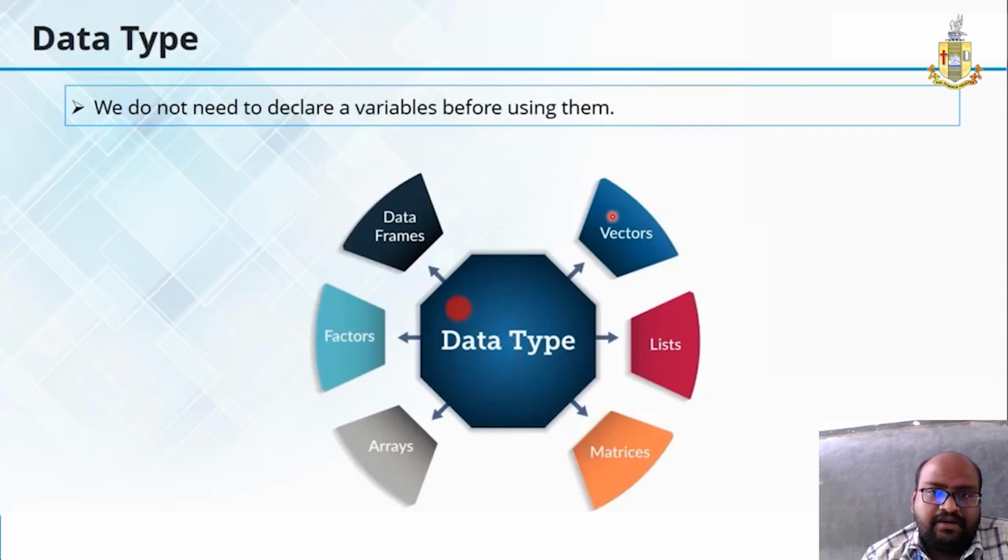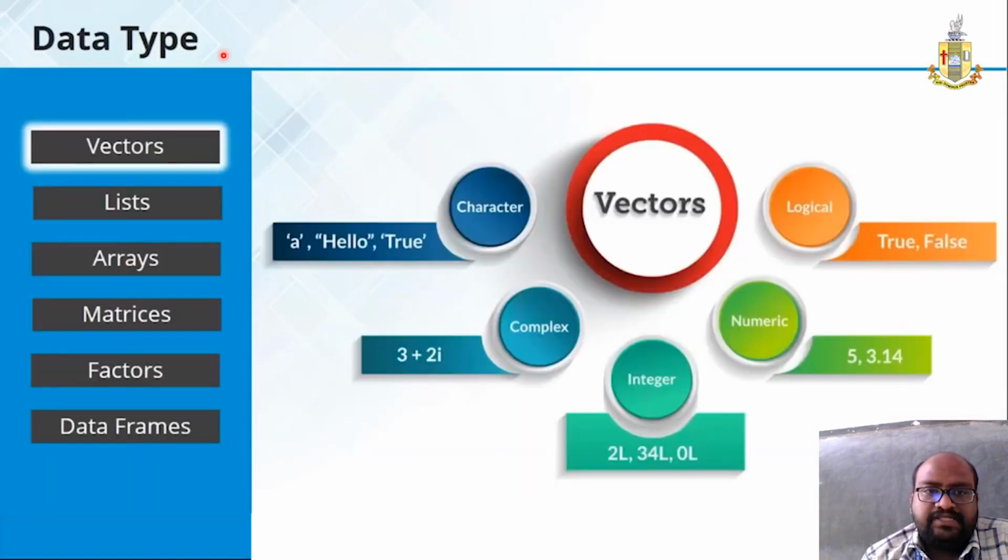So data types are vectors, list, matrix, arrays, factors, and data frames. These are different types of data types. Here also we will discuss each and everything. So the first one is a vector. In vector we are using logical statements, which we know, right?